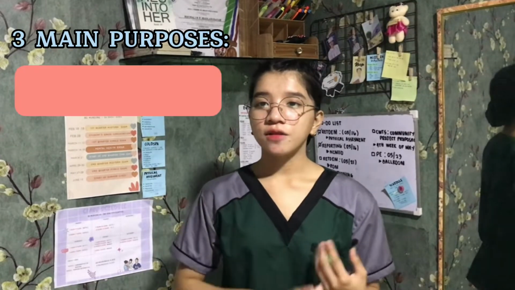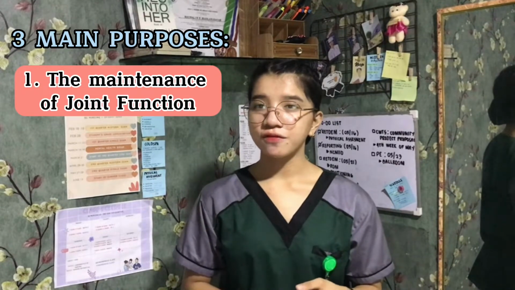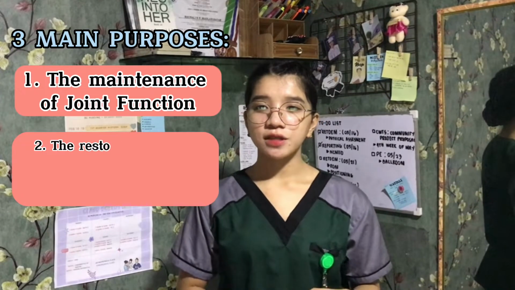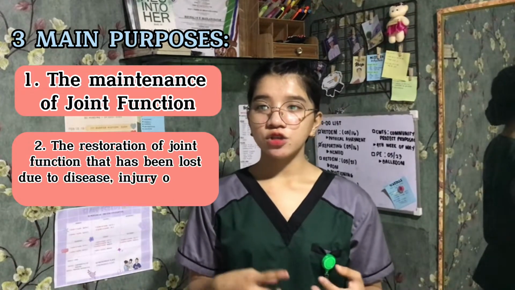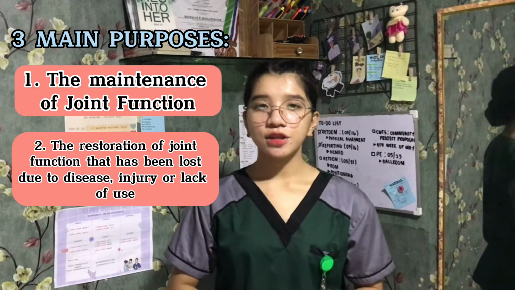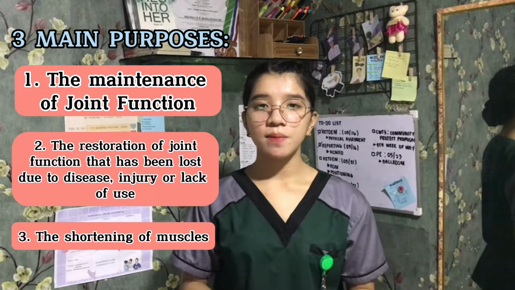But before I proceed, let us first know its definition. Range of motion exercises may be passive, active, or active assisted. It's also the movement of the joints through the full range of all appropriate planes. So range of motion, there are three main purposes. The first one is for the maintenance of the joint function. The second one is for the restoration of joint function that has been lost to disease, injury, or lack of use. And the third one is for the shortening of the muscles.